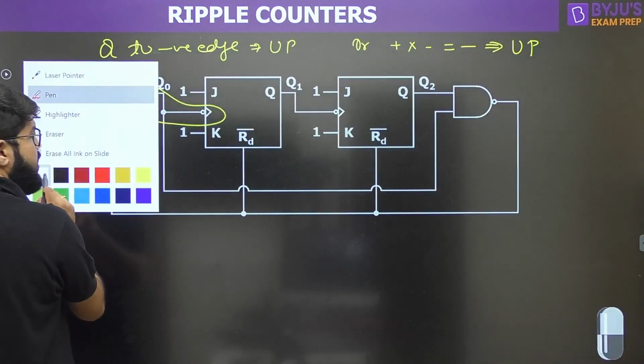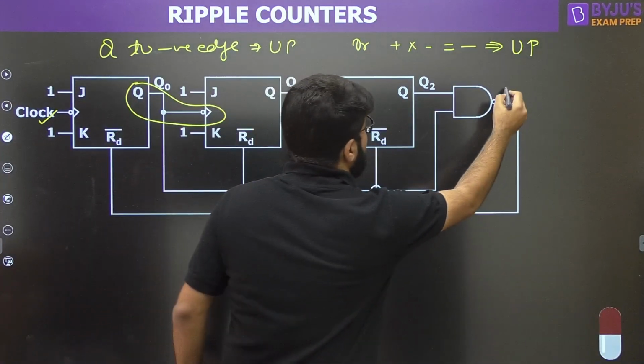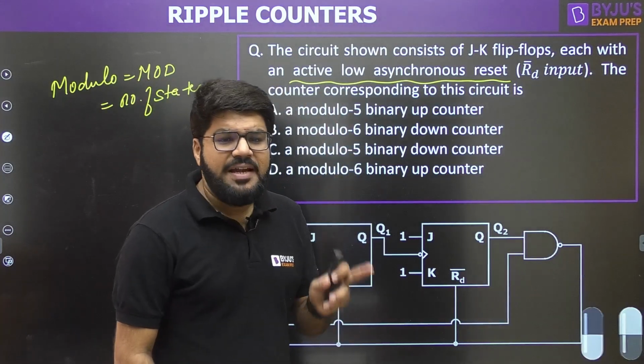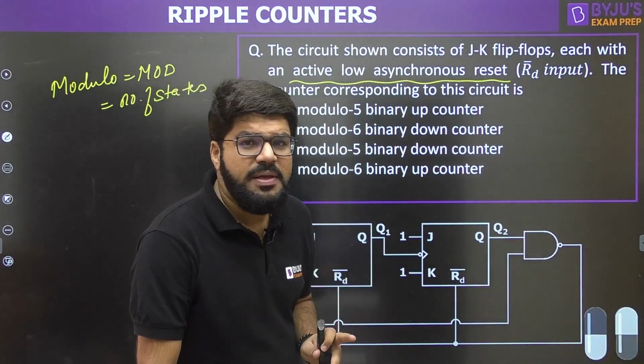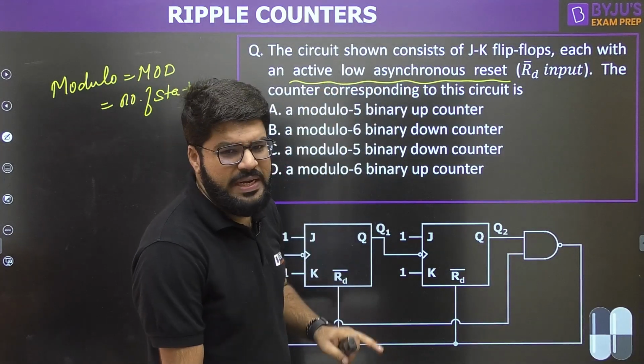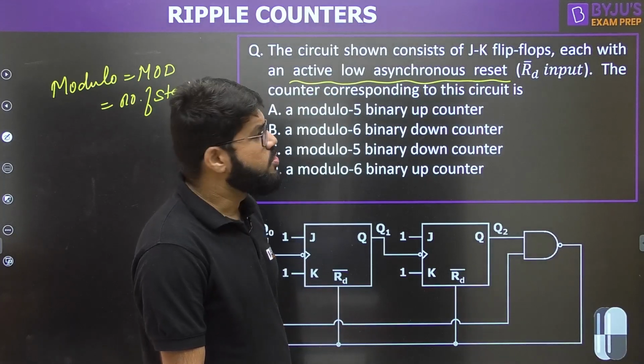Now look into the reset pin. What is driving the reset pin? The reset pin is being driven by the output of a NAND gate. What is the type of reset they have given? Active low asynchronous reset. What is the meaning of this? The reset will work when you send a low signal to it. It is active when it is low.